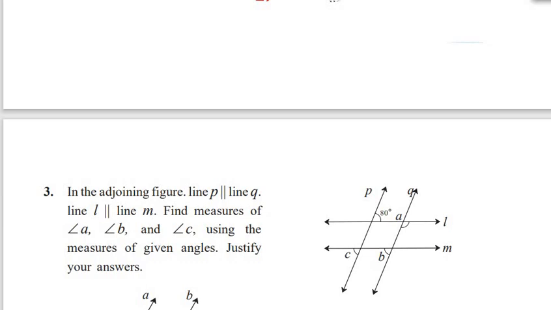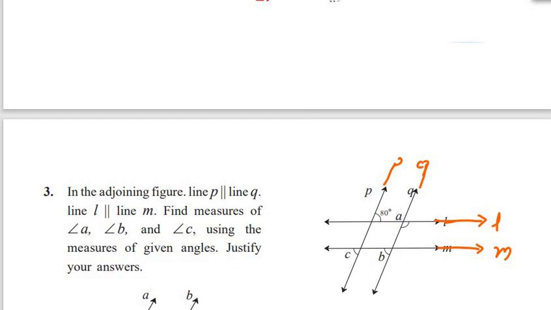Now see question number 3. In the given figure, P parallel to Q. This line P is parallel to Q, that is given. Line L parallel to M. This line L is parallel to line M, that is also given. This is P and Q, L and M. Okay, find the measures of A, B, C.